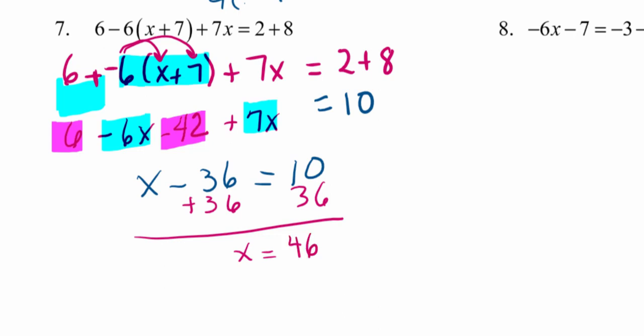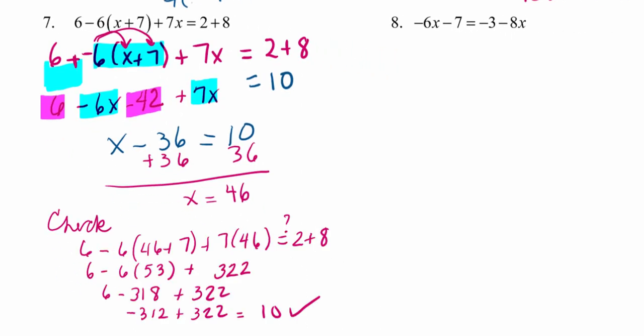Let's check that because, I don't know, that looks kind of big. So I'm going to write the check here. Okay, so I've written here the check, and you see that I went ahead and substituted 46 in, added inside the parentheses first to get a 53, and then multiplied 6 times 53 to get 318. So I get 6 minus 318. 7 times 46 is 322. And so notice that we do get the 10 here.